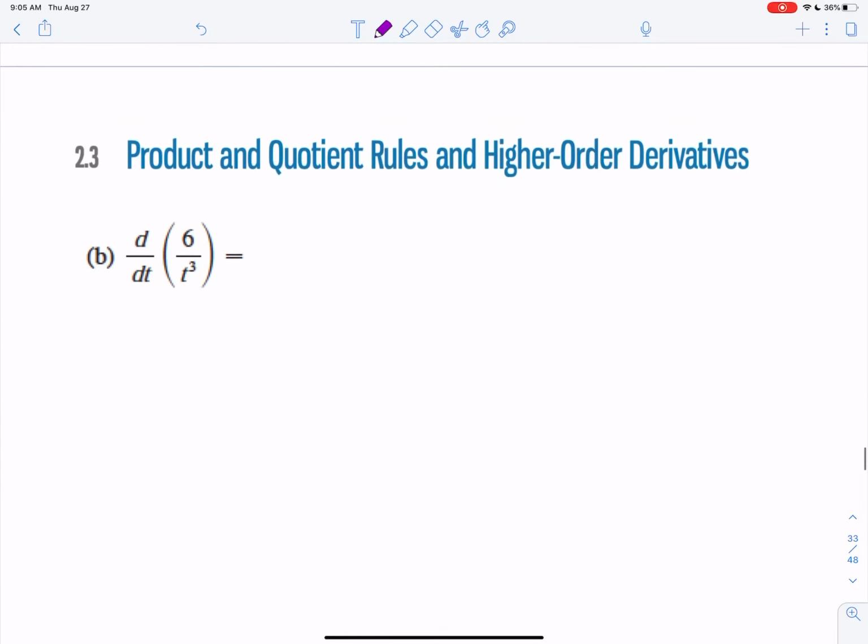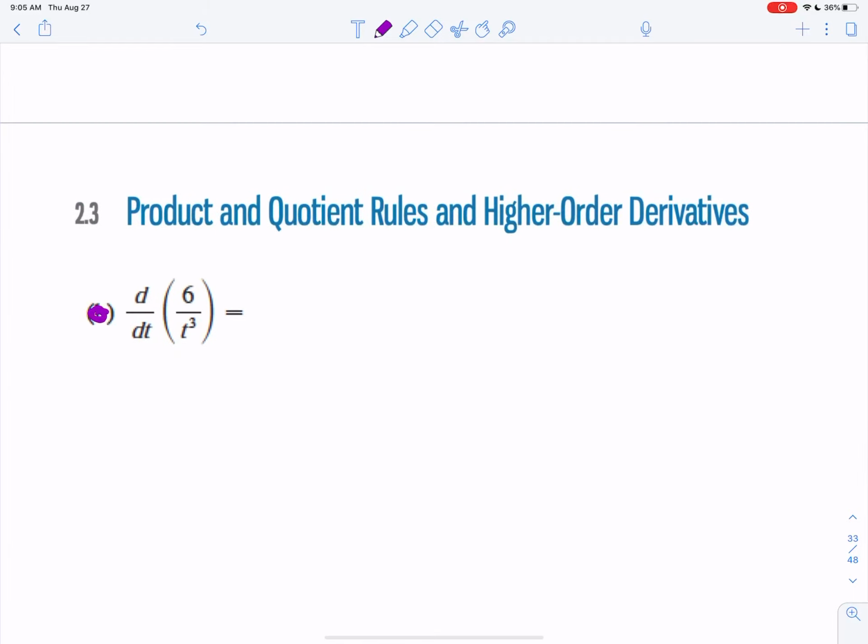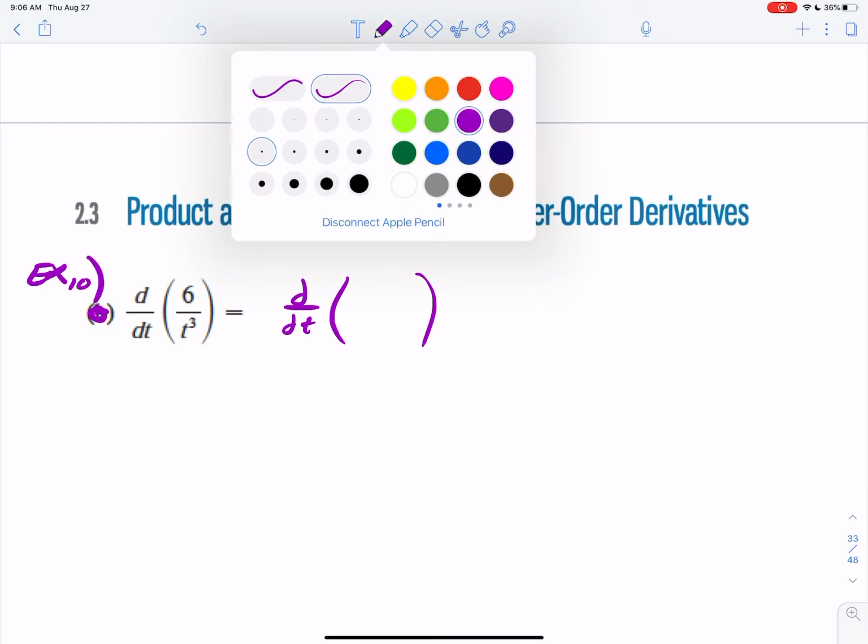This one here, let's call this part, oh gosh, example, you guys will know that I always lose my count. Example 10, all right? The derivative here, definitely a quotient, but can I avoid it? Absolutely. Think about how you would avoid it. D over dt of what? Pause and play when you're ready.